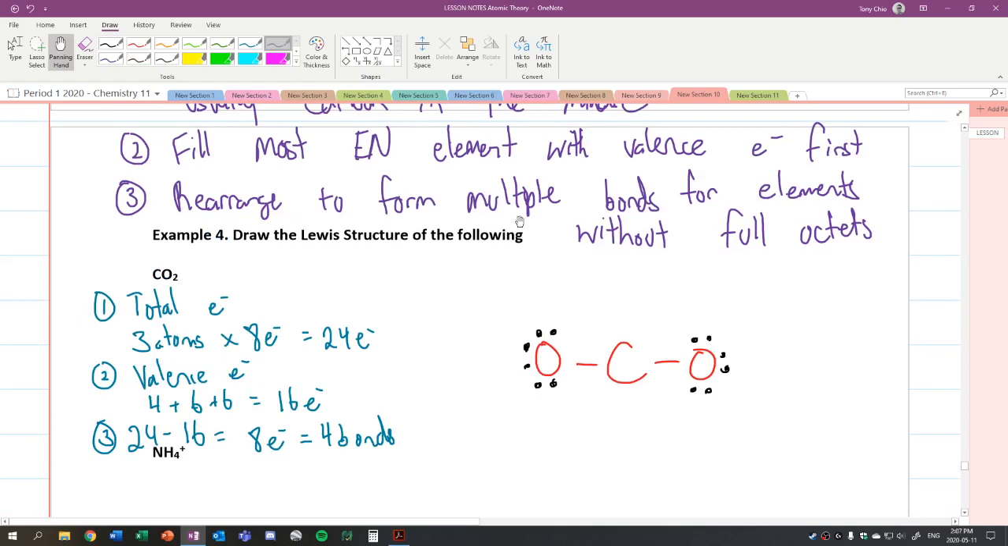And that's where number 3 comes in: rearrange to form multiple bonds for elements without full octets. So in this case, oxygen and carbon are pretty close in electronegativity. They can actually say, hey, take 2 of these electrons away and form a bond. Same with this one. Remember, symmetry is important here. So in this case, the other oxygen will give its electrons to form a bond. And what you're going to get is this compound. So you have 2 oxygens here with a carbon, with 2 bonds between each of them now. And we have our lone pairs still. And that is the Lewis structure of CO2.